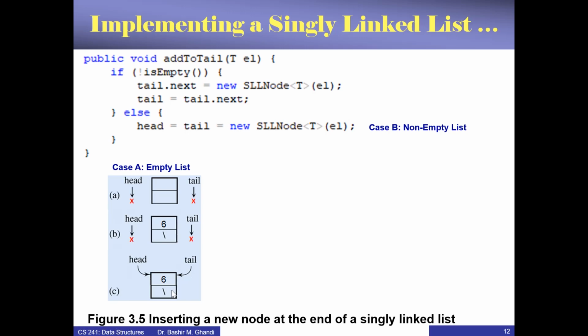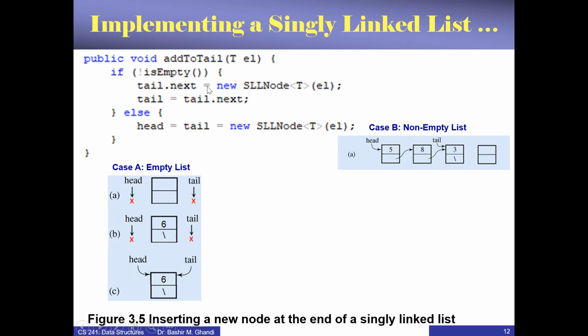But in case the list is not empty, let us say it has some elements, 5, 8, and 3 already. So it has 3 nodes. This is how we're going to do it. So it will come to the if part in that case, not the else part. So let's see the execution of these two statements.